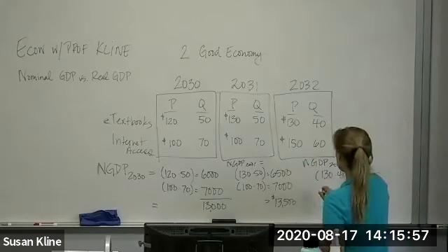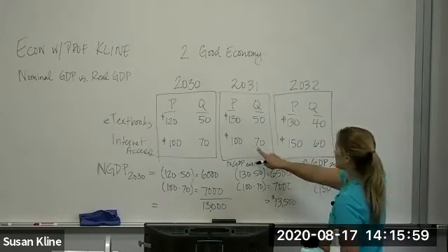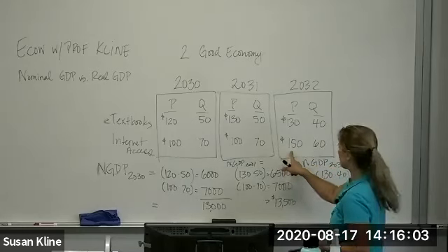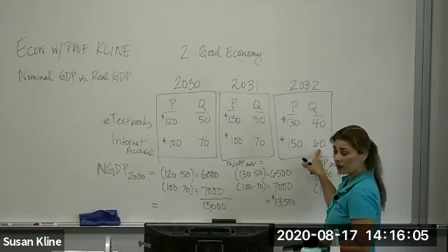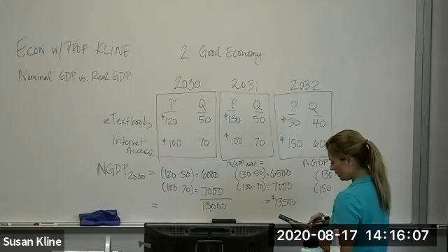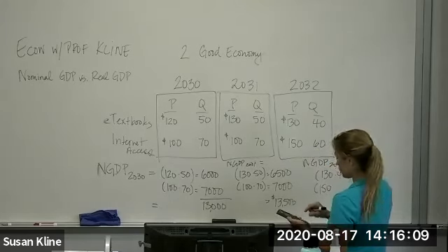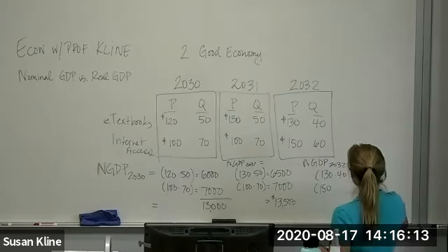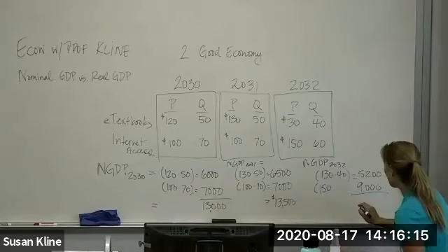And then look what happens. The price of internet skyrockets. It's a 50% increase in the price of internet, so fewer people have bought it. But look at what happens if we only look at nominal GDP. Now we're going to do 150 times 60, and now we have 9,000. So look at what happened to nominal GDP.